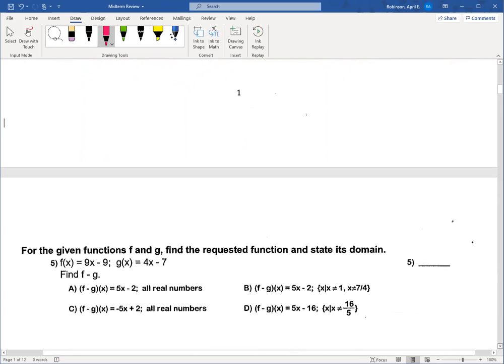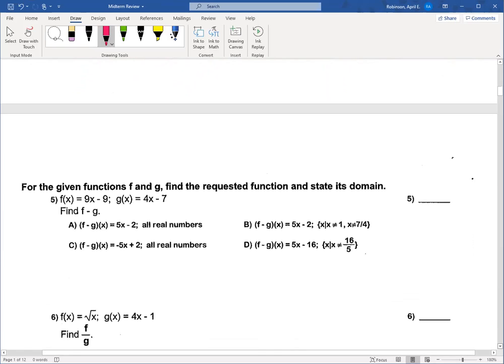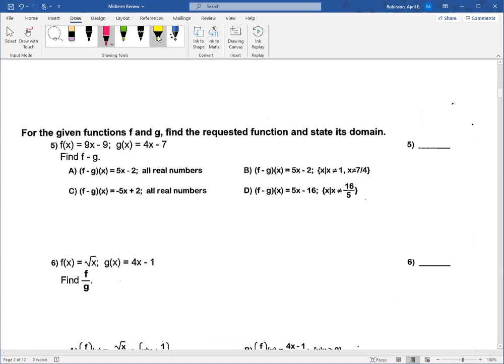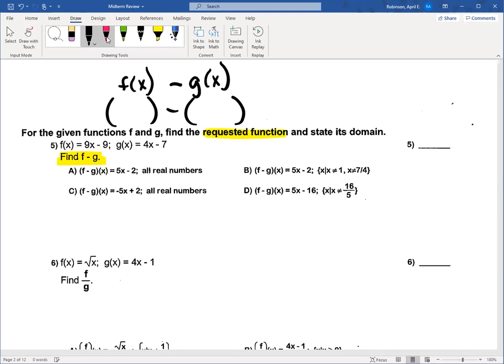Okay, then we're going to do that composite function stuff again. Oh boy. Okay, for the given functions f and g, find the requested function and state its domain. The requested function in this problem is right here. Find f minus g, which just means you're going to take f of x minus g of x, okay? f of x minus g of x.